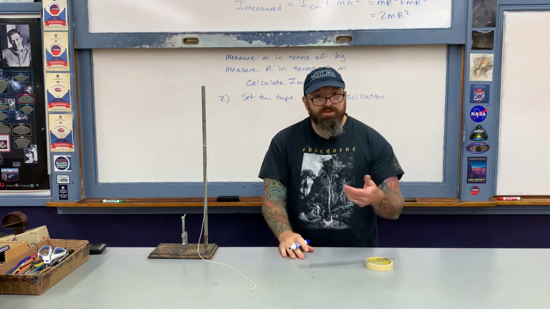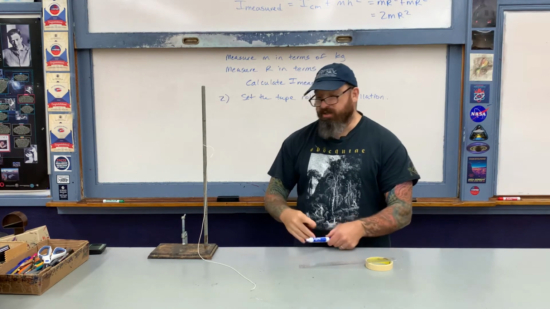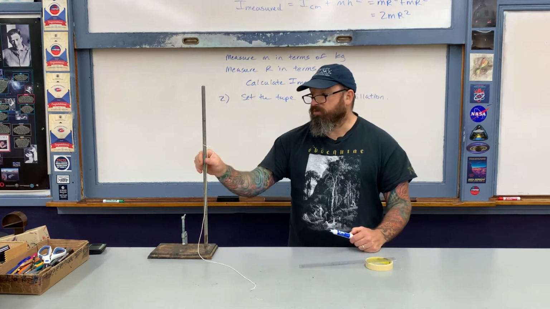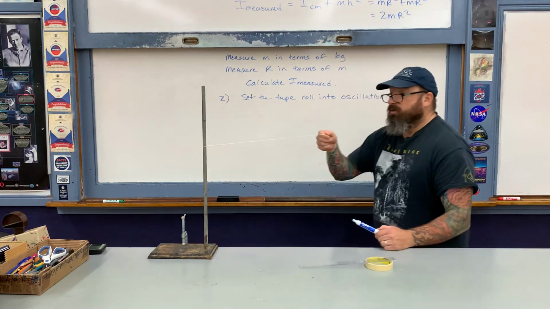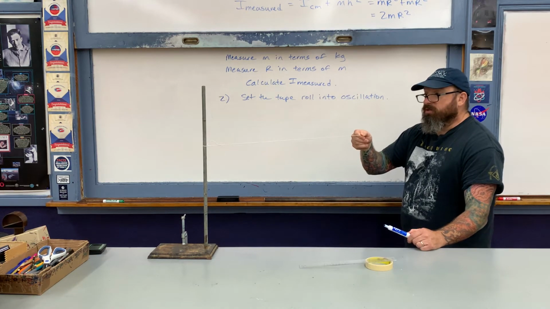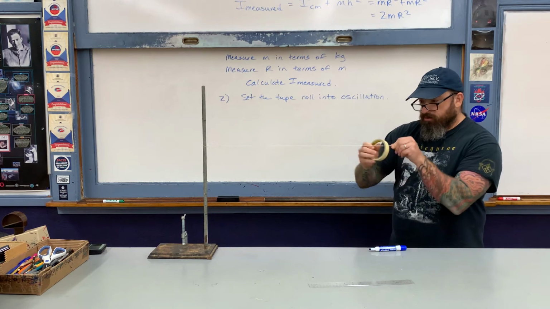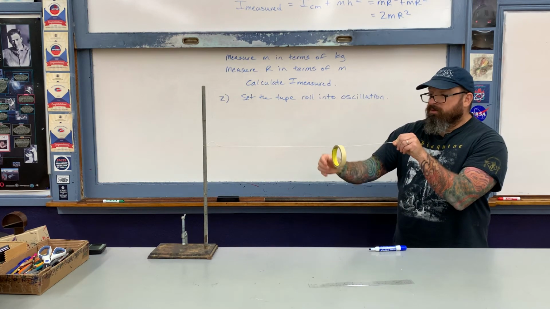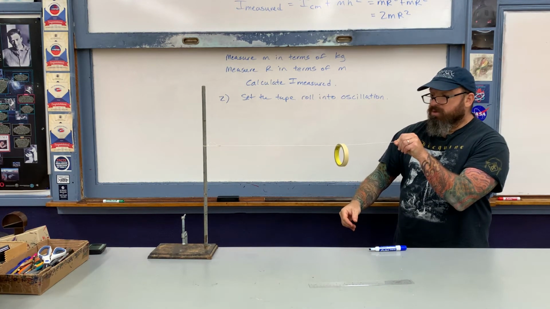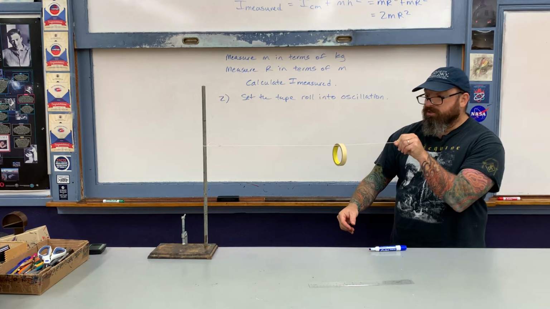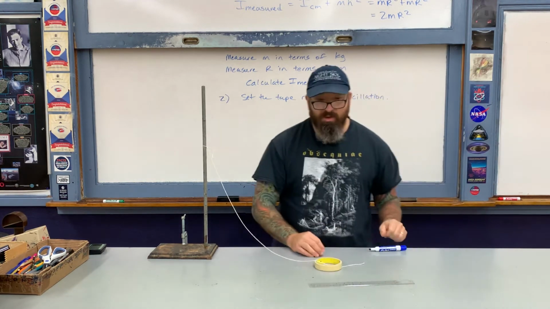You'll have to have some sort of setup at home in order for you to actually anchor down a length of string, as I've done here with my clamped ring stand, and be able to hold it taut horizontally like so. You then take your tape roll, set it onto the string like this, and then you set it into oscillation. Once again, make sure that the string is as taut and as horizontal as possible while you do this.